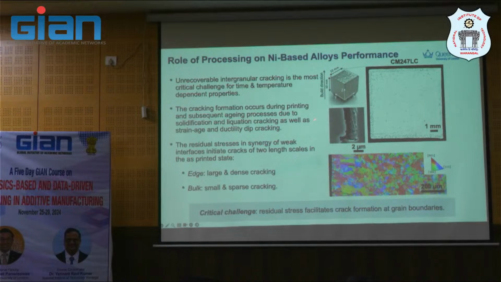We don't know very much at that time about what happened, but further investigation was carried out later. I showed you yesterday the solidification cracking, where we tried to classify what type of cracking occurs during material printing. We also did some residual stress experiments and measurements using the bridge structure. So the critical challenge here, we believe, is that residual stress facilitates crack formation at grain boundaries, at the edge, and also in the bulk of the material.